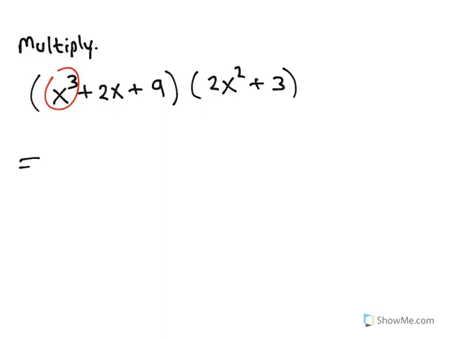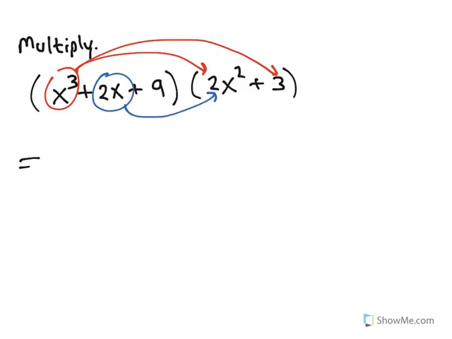So you would just take x cubed and multiply it to 2x squared and 3. You would take 2x and multiply it to 2x squared and 3. And you would take 9 and multiply it to 2x squared and 3. And then you would combine like terms. That's certainly one way of doing it.